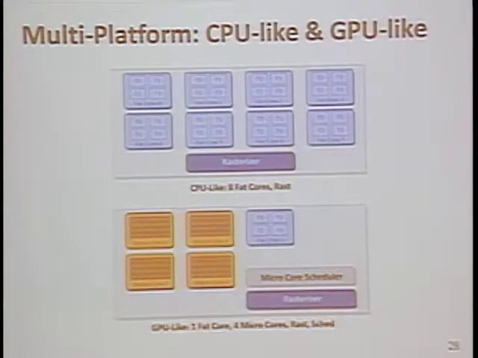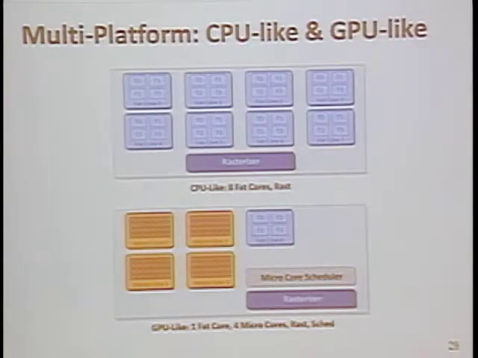OK, multi-platform. We built Gramps runtime, so to speak, for 2 platforms. The top picture we call CPU-like. You'll note it has a hardware rasterizer. It has a hardware rasterizer just because we didn't feel like writing a software rasterizer, and we already had the hardware rasterizer around for the GPU configuration.